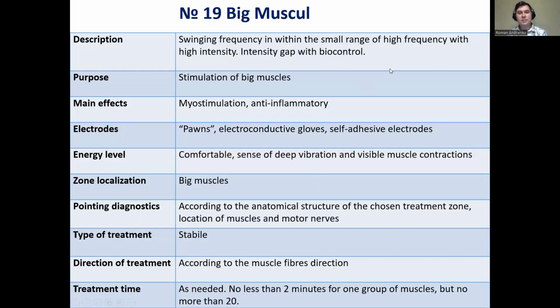And obviously, the big muscles, the same thing, but for big muscles, we treat everything according to the anatomical structure that we showed in a couple of slides earlier. We treat either with stabile or labile electrodes. Usually, good results are shown with Pons or conductive gloves. So same principles here.